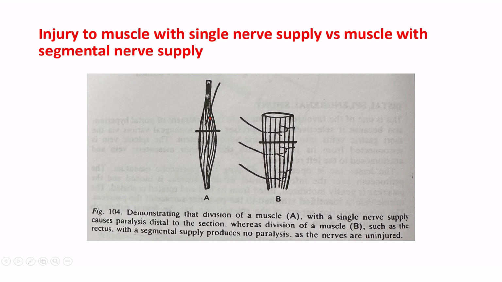As you can see here, this is a single muscle supplied by a single nerve fiber. When you make the cut, this nerve is damaged and the muscle is paralyzed. But when there is a segmental nerve supply to the muscle, when we cut between the two nerve segments, there is no damage to the nerve, and the muscle's nerve supply remains intact, and there is no paralysis. Healing will be faster, recovery will be faster.